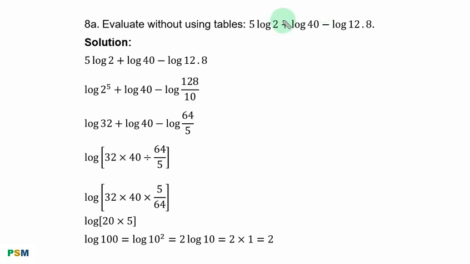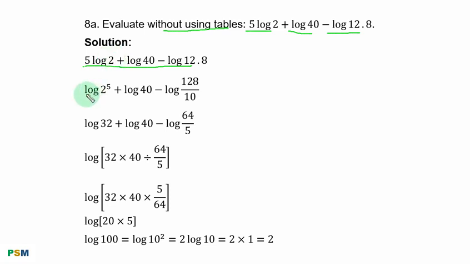Question 8a. Evaluate without using tables. 5 log 2 plus log 40 minus log 12.8. Solution. You have the given expression and two laws are combined, addition and subtraction. In order to apply the laws, the coefficient of the log needs to be 1. So you take this 5 back to 2, it becomes a power.